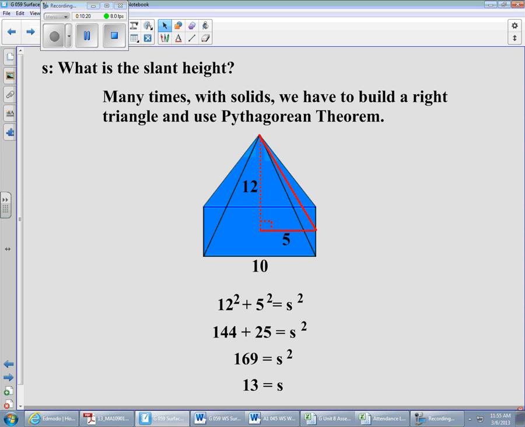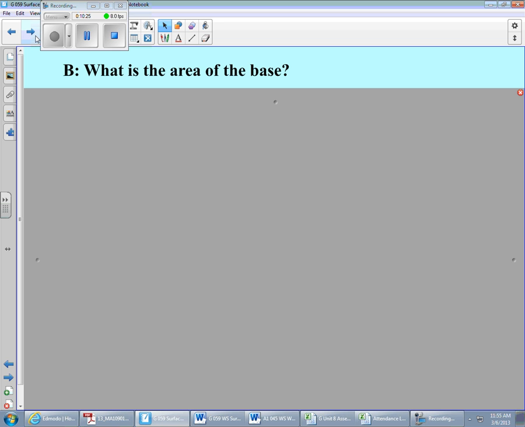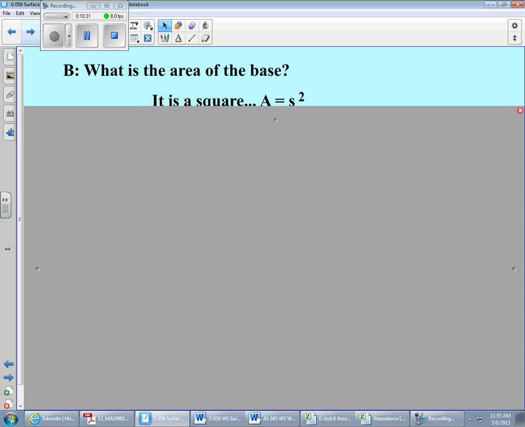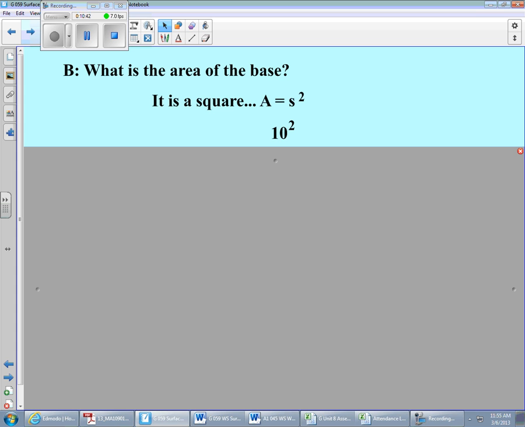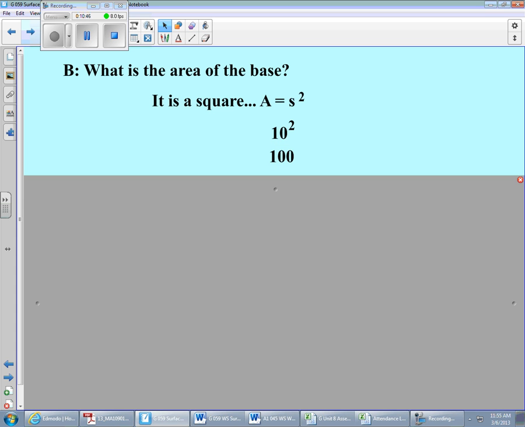That leaves us with only one piece of information left to find, and that is the area of the base. Okay, so area of the base, no biggie. It's a square, side squared. Well, how long was the side of our base? It was 10. Okay, and 10 squared, how big is that? It's 100. There you go. Pretty simple math.